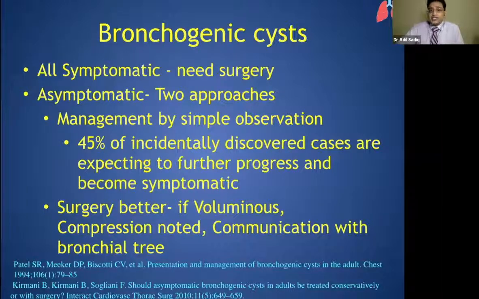When it comes to bronchogenic cysts, the simple rule of thumb is that almost all of those who are symptomatic need surgery. When it comes to asymptomatic cysts, there are 2 kinds of approaches. The world's divided between those who advocate surgery and those who advocate simple serial follow-up. Now, what is the problem with simple observation? As Fetal and Biscotti have said, 45% of these people eventually become symptomatic because the cysts grow in size and compress other surrounding structures. So most people, including Kermani, feel that surgery is better, especially if the cyst is voluminous, if you see early signs of compression, or definitely if there's some kind of communication with the bronchial tree.